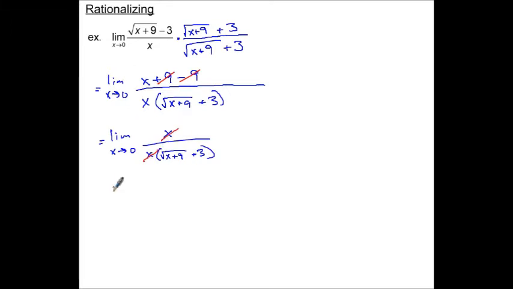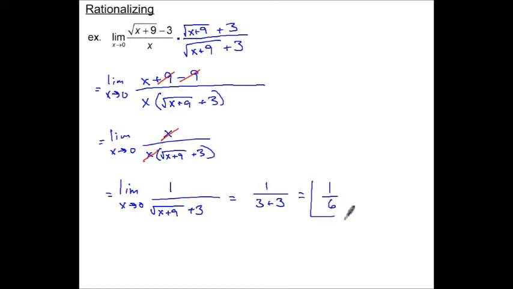Alright, so one more step gives me the limit as x approaches 0 of 1 over root x plus 9 plus 3. Okay, now at this point, if I think about what that 0 is going to do for me, it's not going to create a 0 in the denominator, so I'm free to plug it in and see what happens. Plugging in the 0 for x, 0 plus 9 gives me a 9, and the square root of 9 is 3, so this is really just 1 over 3 plus 3, which works out to be 1 over 6. So there you go, the limit of that whole nasty looking thing as x approaches 0 is 1/6.